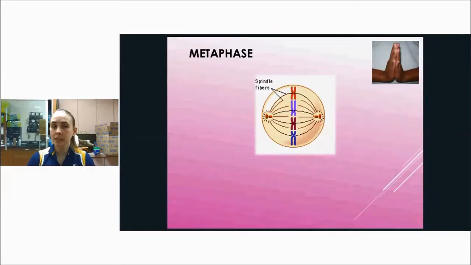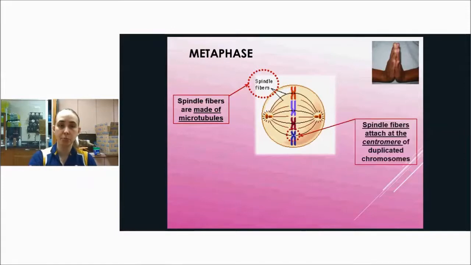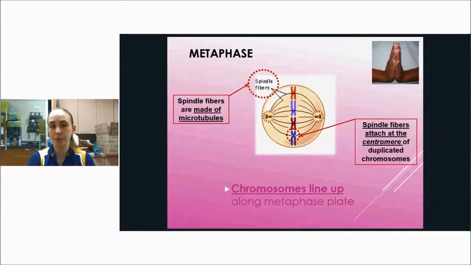In metaphase, they line up in the middle. Middle. Remember, spindle fibers are made of microtubules, and they attach to the centromere of the chromosomes. They line up along the metaphase plate, middle.